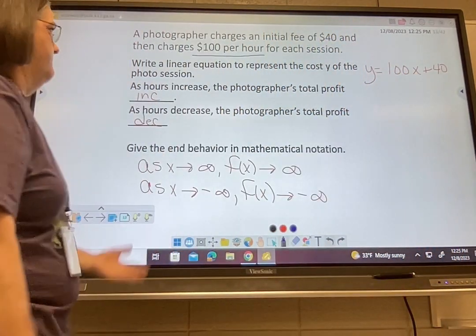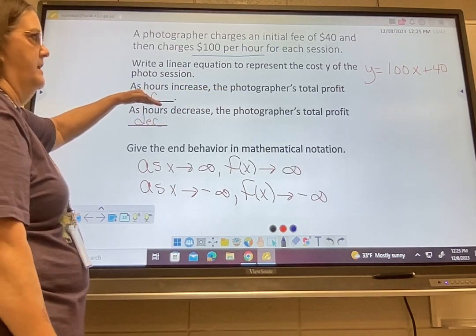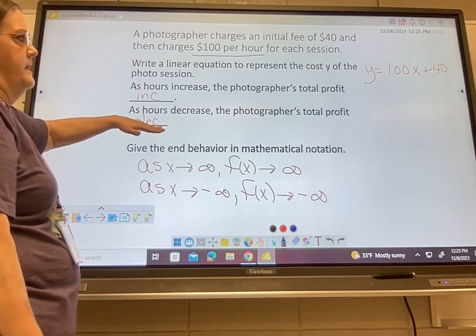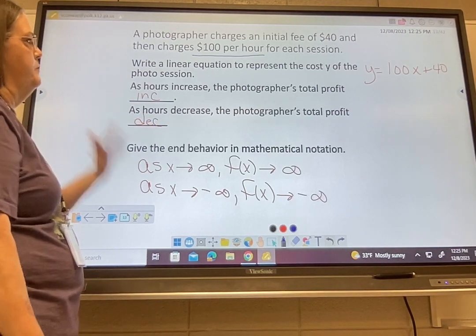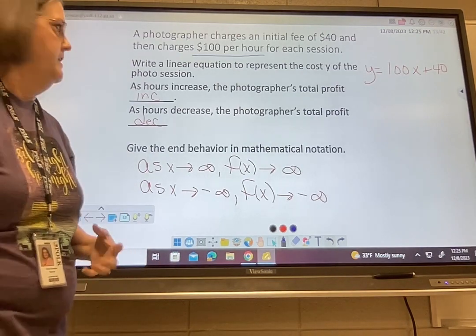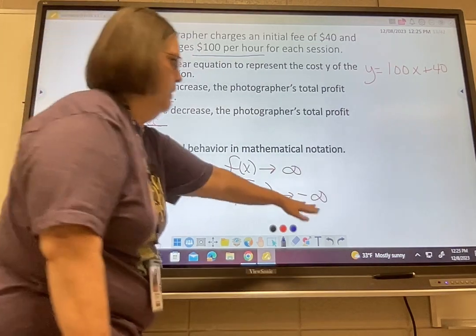Then think about that. As your hours increase, the photographer's total profit increases. As the hours they're working decreases, then the profit decreases. And to put that in a mathematical end behavior thing, increase means infinity, decrease means -infinity. And that's why we wrote what we did here.